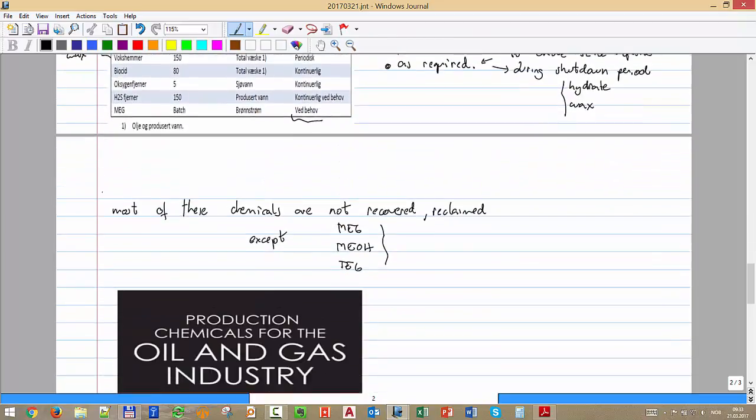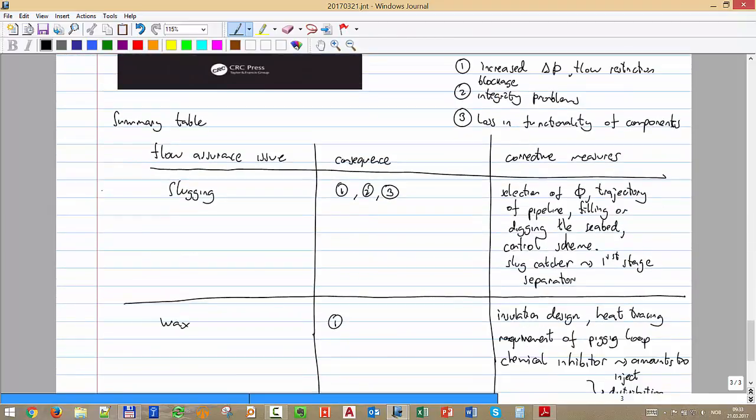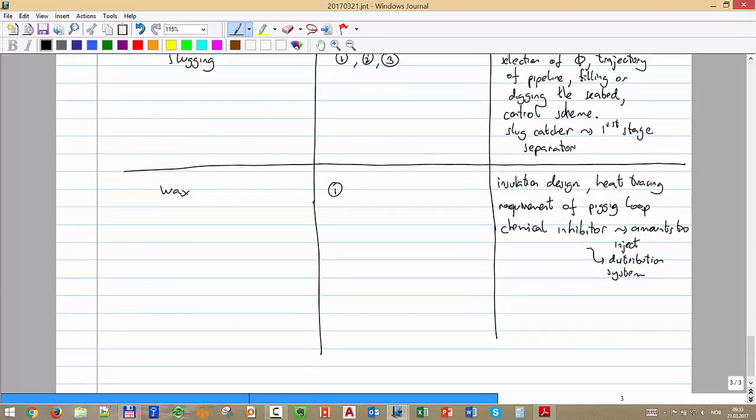I will try to give you some drawings that I brought, but that one is affecting what kind of distribution system you have to have to inject this inhibitor, this chemical. I think that's all.